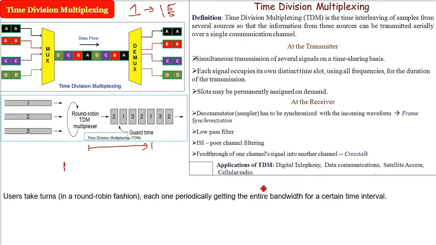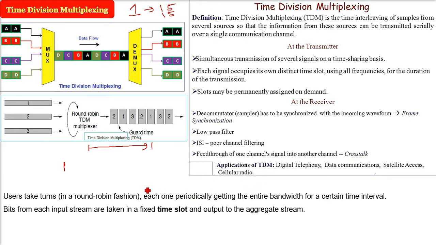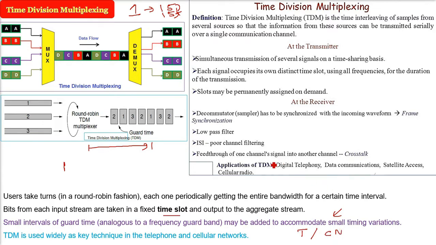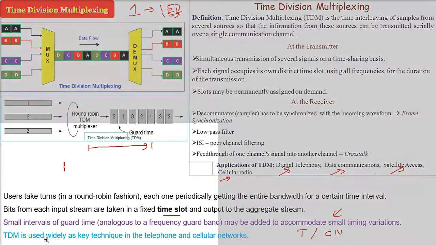a certain time interval. So bits from each input stream are taken in a fixed time slot and output to the aggregate stream. Small intervals of guard time, which is analogous to what we have seen in the frequency guard band, may be added to accommodate small timing variation, because timing can be an issue. TDM is a widely used technique in telephone and cellular networks, digital telephony, data communication, satellite access, and cellular radio. Now how is it actually done?